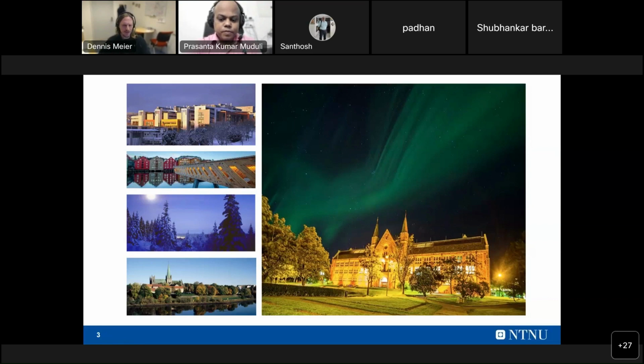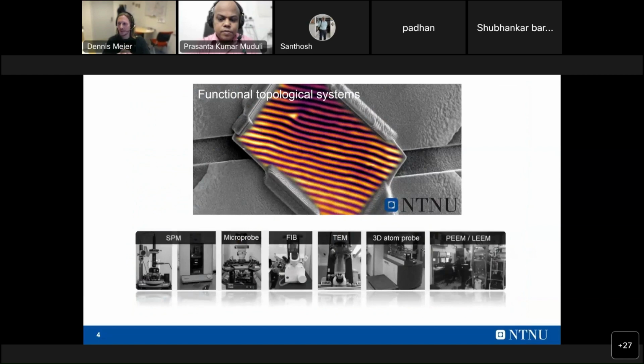So this is just to give you a little bit of a background or an idea where I'm sitting here at NTNU and how it looks like. And with this, I would then now like to move on towards the science part.